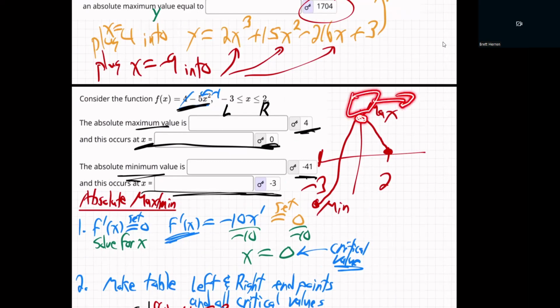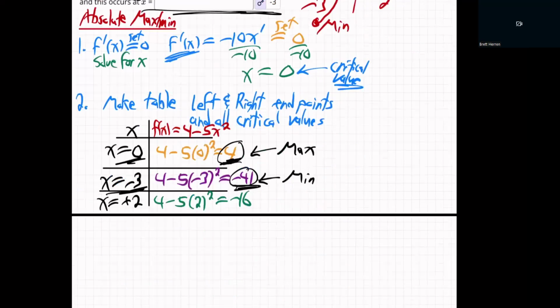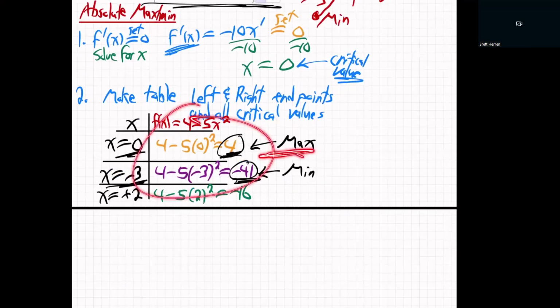This is the critical point we found where the slope was 0. So the maximum can be at a critical point, or it could be at one of the endpoints. Turns out the minimum is that endpoint, the maximum was that, but it could be all different things. So you've got to check the two endpoints and the critical values in the middle. Just check them all in a big table, plugging into the function. The highest one is the max, the lowest one is the min. And there we go.